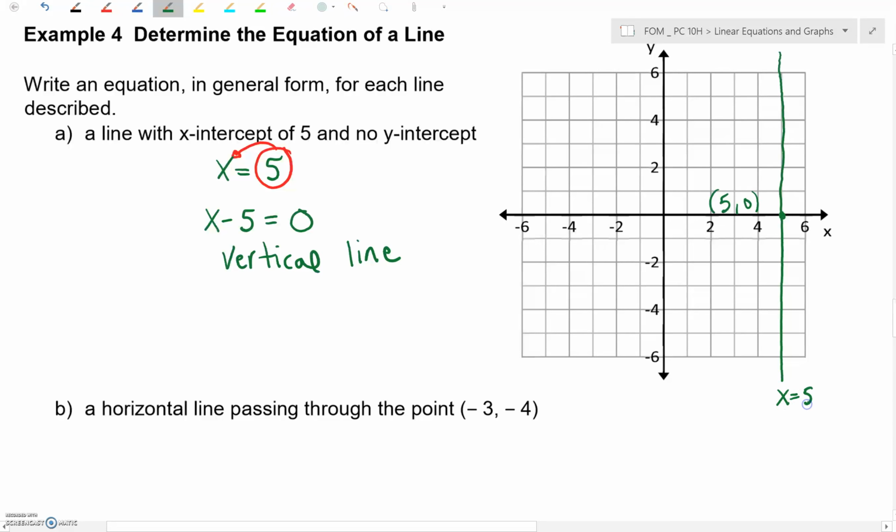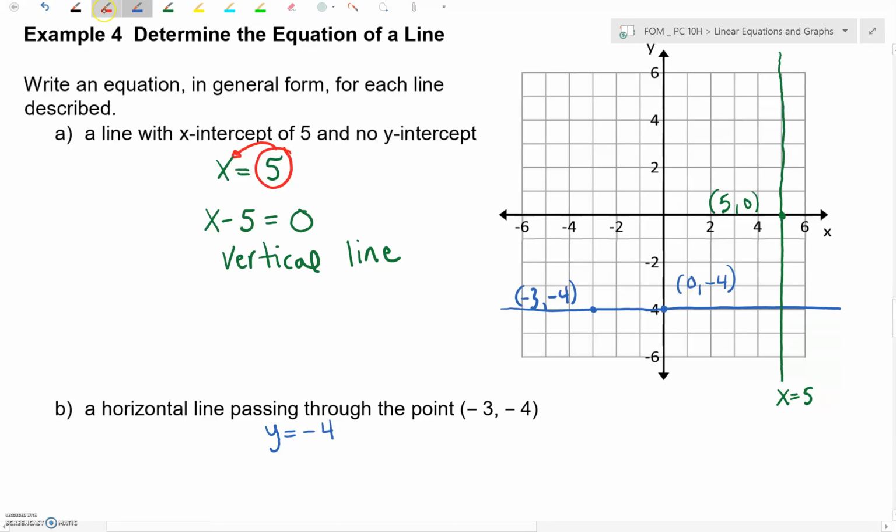Okay, so our second example, a horizontal line passing through the point -3 and -4. So let's plot our point, -3 and -4. That will give us a horizontal line through that point. As you can see, our y-intercept is at 0 and -4. And so we can write an equation where y is equal to -4.